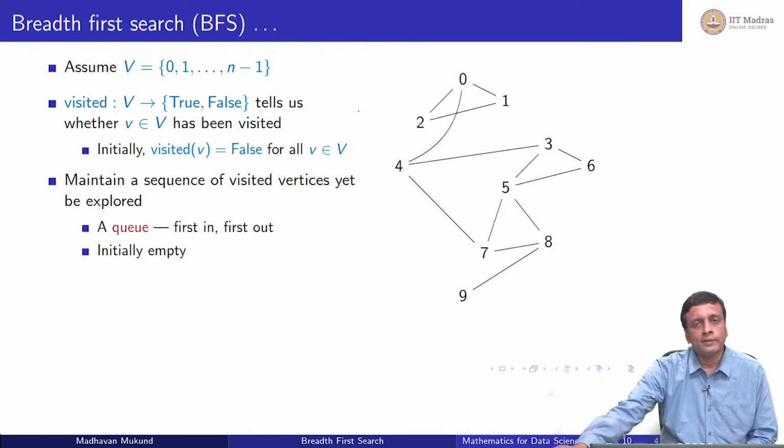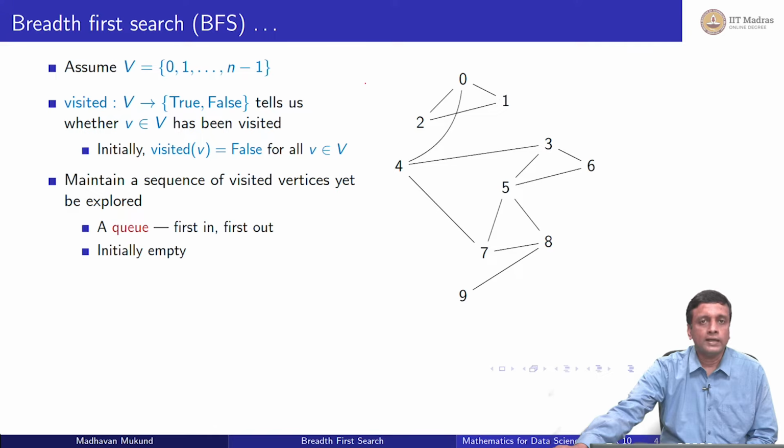And now we also separately have to look at the vertices which have been visited, that have been marked true by visited, but which have not been explored, right? So exploration means looking at the neighbors of that vertex. So we have not yet looked at the neighbors of that vertex. So we have to keep a record of this. So this is a sequence of vertices which have been so far visited but not yet explored. And we will keep this in a special kind of sequence called a queue.